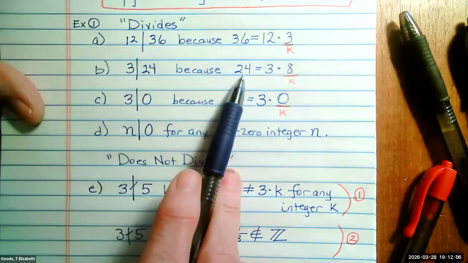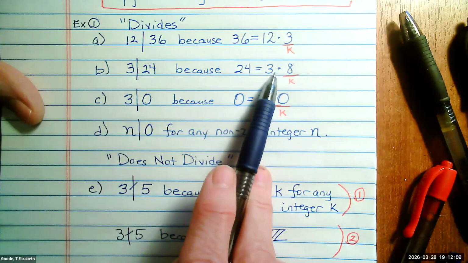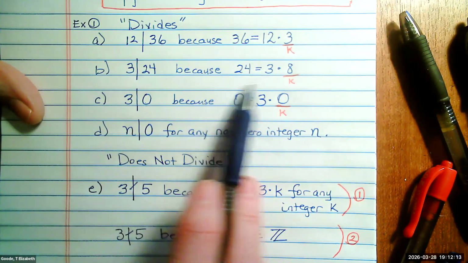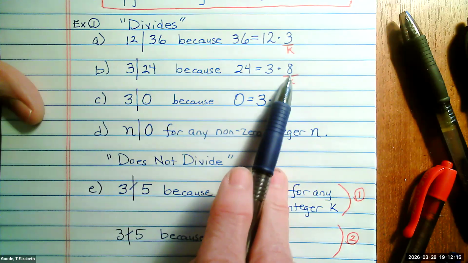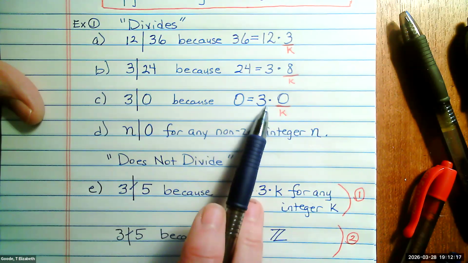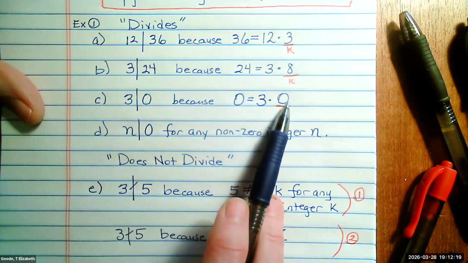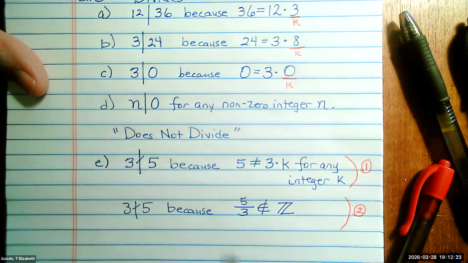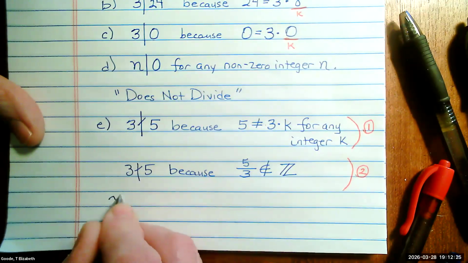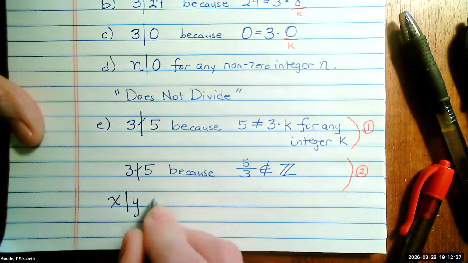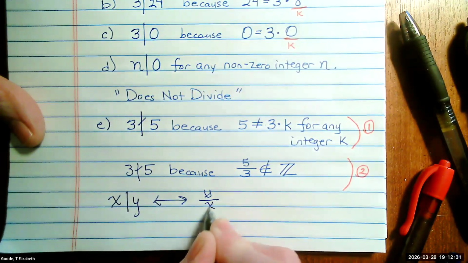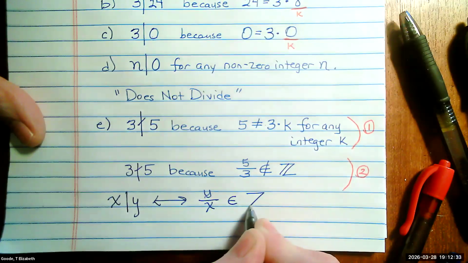Just divide both sides by 12. When we take 24 and divide it by 3, then 24 over 3 is this integer 8. When we take 0 and divide it by 3, we get the integer 0. So that's another way to think about divides. So, x divides y if and only if y over x is an integer.